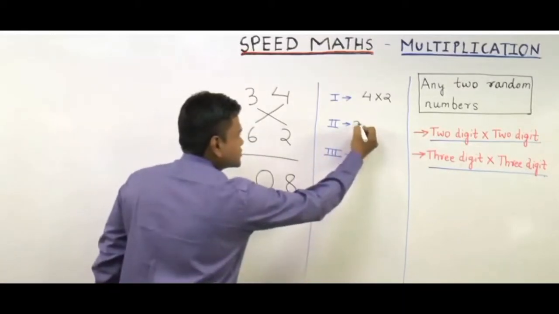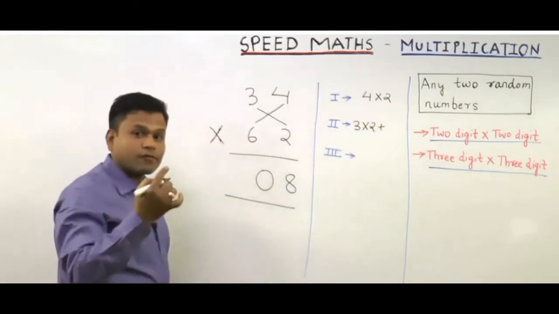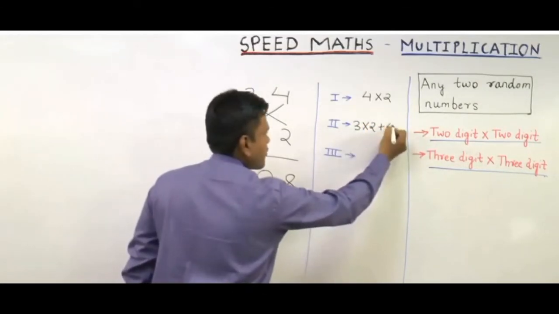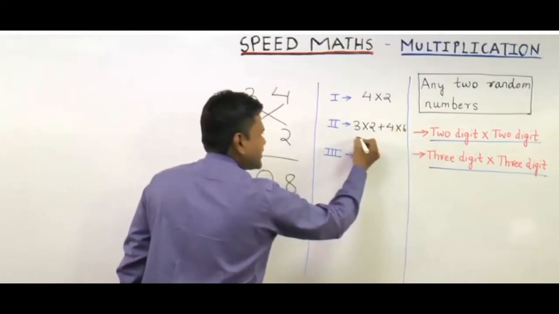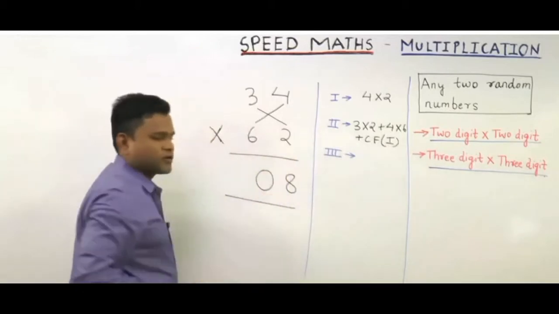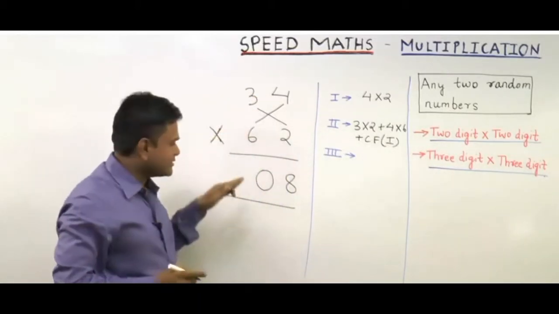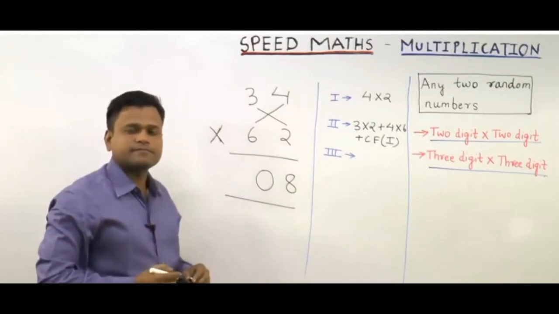So we say that this is 3 into 2 plus 4 into 6 plus any carry forward from the first step. In this case, we don't have any carry forward, that's all right. Coming back to this one, 6 plus 24, 30, 0, 3 is the carry forward.